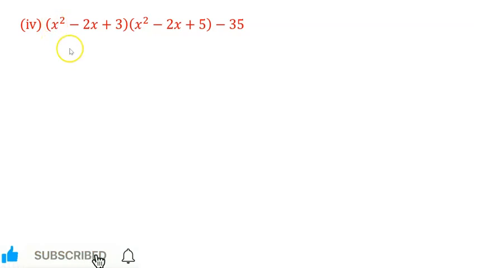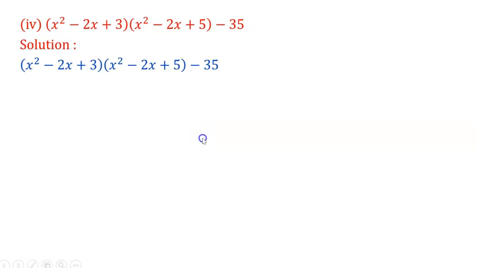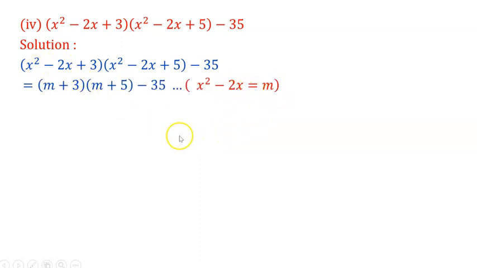In the first bracket x square minus 2x plus 3 into the second bracket x square minus 2x plus 5, bracket complete, minus 35. Again if we observe this polynomial expression, x square minus 2x is common, therefore we substitute x square minus 2x by another variable. Now see this here, you replace this x square minus 2x by m, therefore you will get m plus 3, x square minus 2x is replaced by again m, plus 5, minus 35.